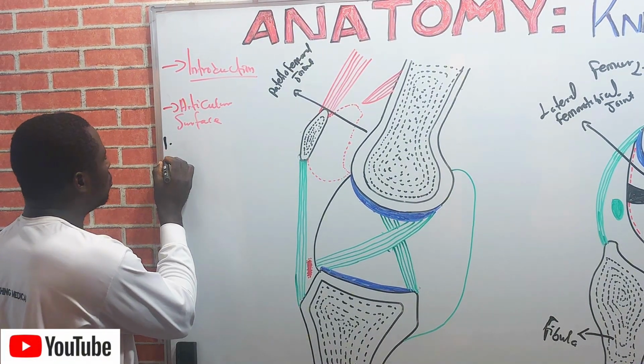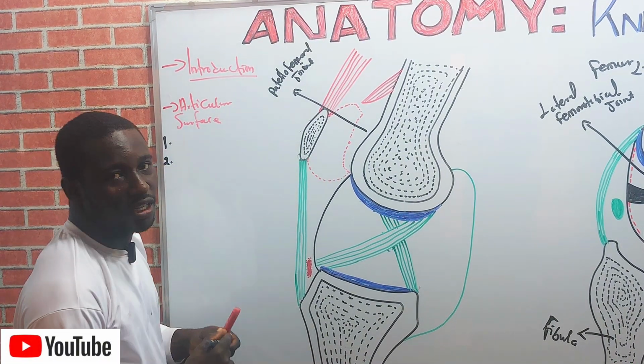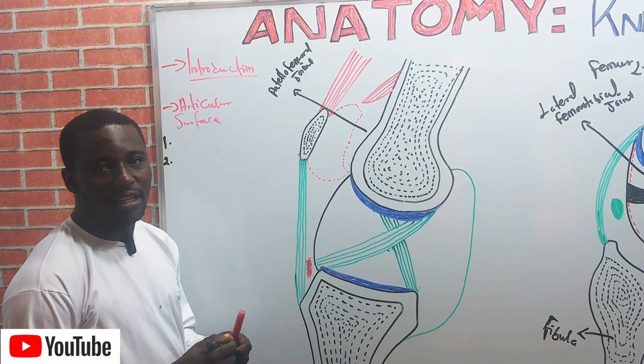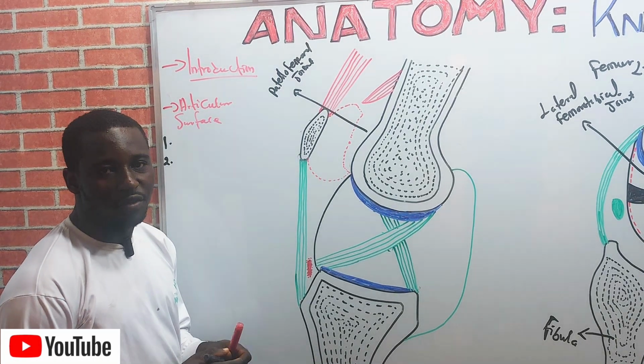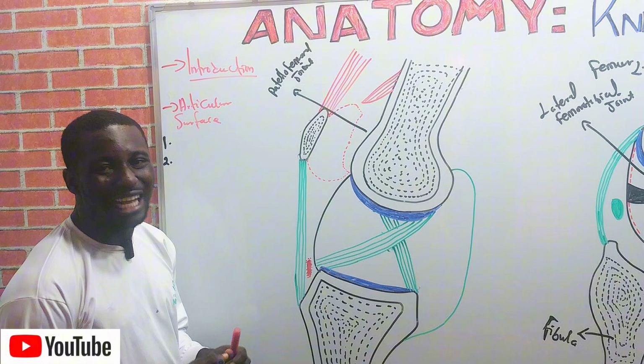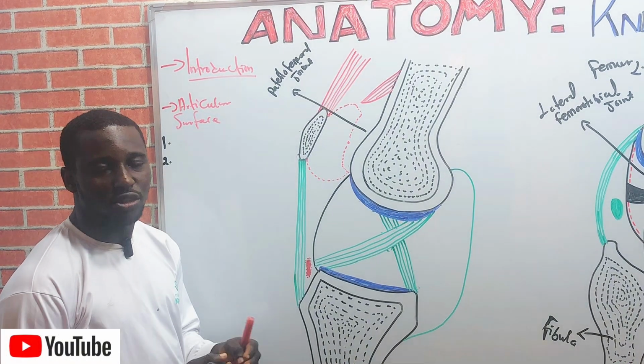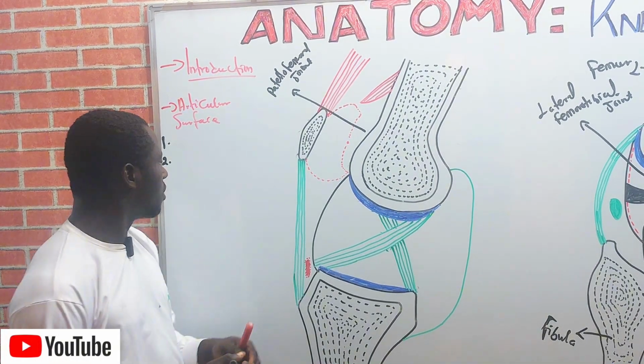The number two is the trochlear surface of the what? The femur. The trochlear surface of the femur. That is the number two.